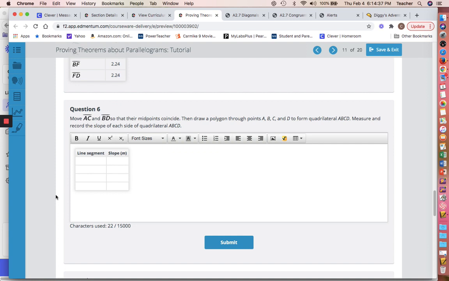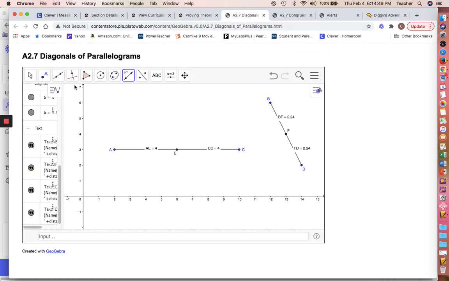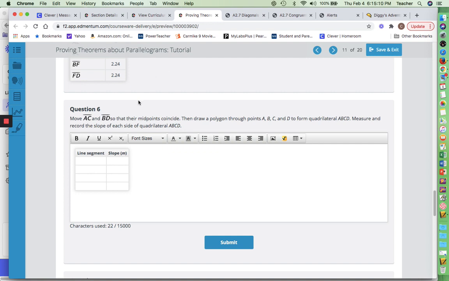All right, question 6. Now I guess I get to see where they were going with that. Move AC and BD so that their midpoints coincide. Okay, so I'm going to click move and then coincide, I need them to lay on top of each other. Oh, look at that. Okay, I see where they're going with this. We're probably going to end up connecting these to make a parallelogram. So they're proving that if the diagonals bisect each other, then we've got a parallelogram.